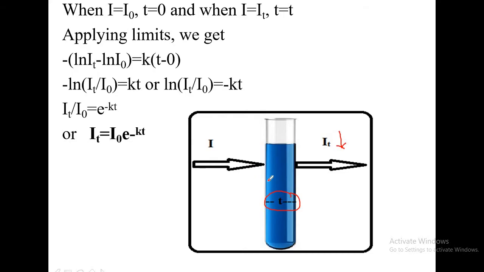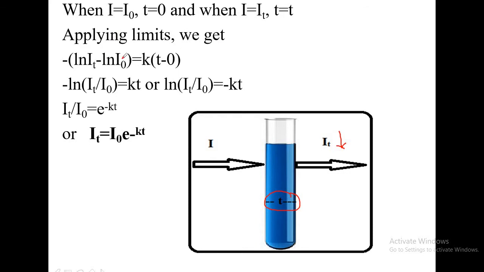That thickness is 0. And when I is equal to IT, IT means intensity of the transmitted light. Transmitted light means the light has passed through the solution and then it has come out. Then it has passed through a thickness of T. Therefore, thickness is equal to T. Earlier thickness is equal to 0.